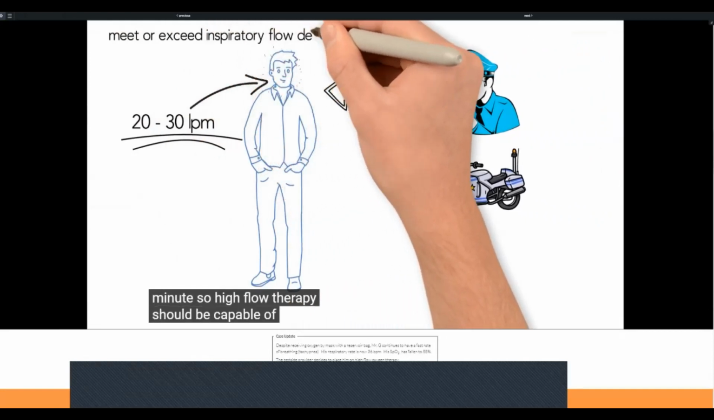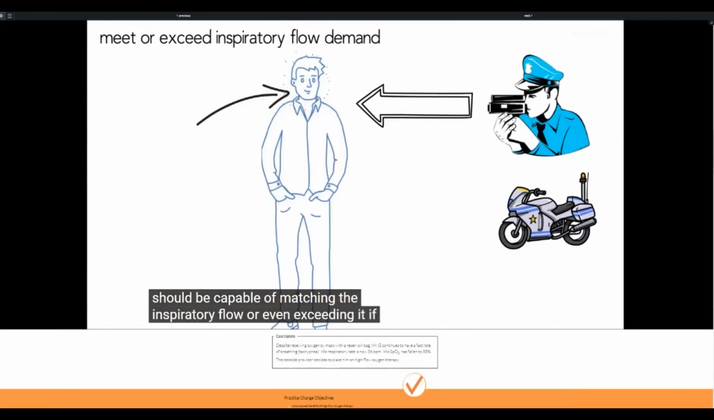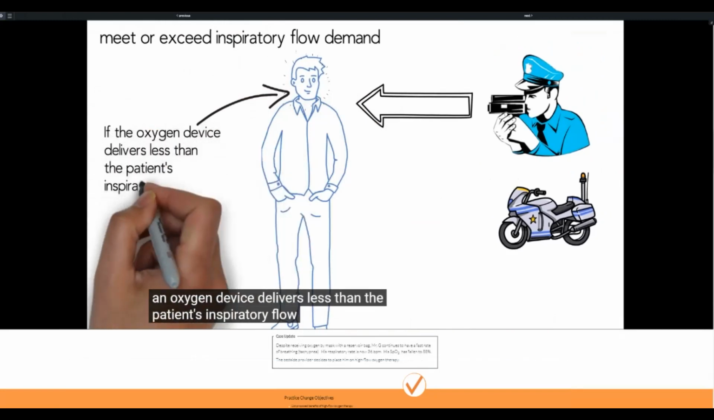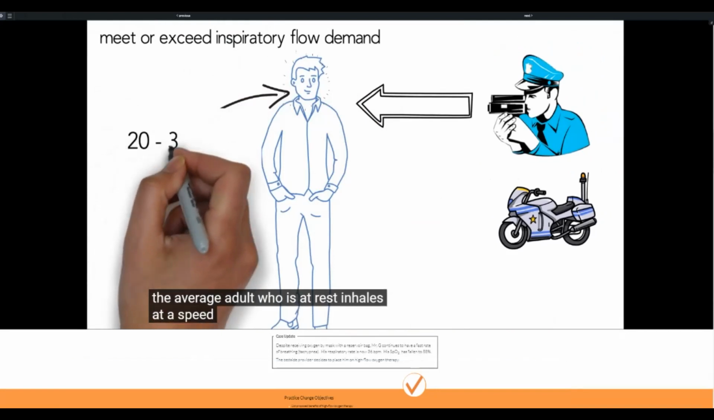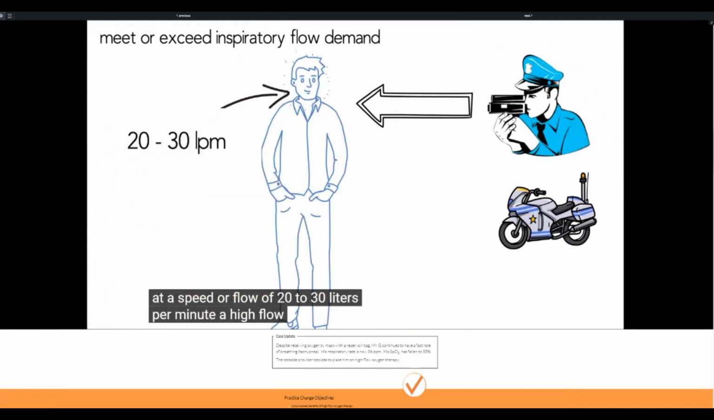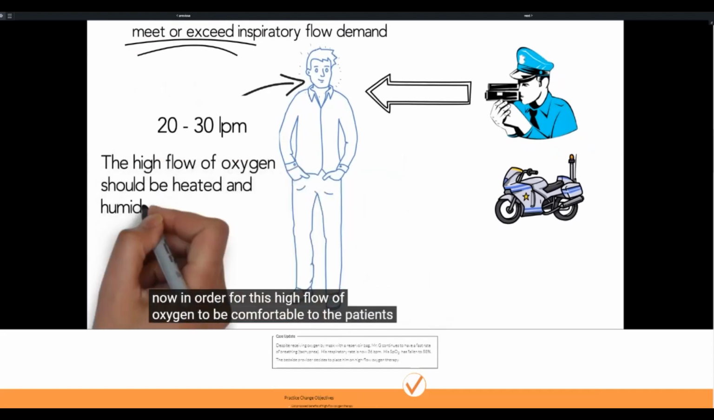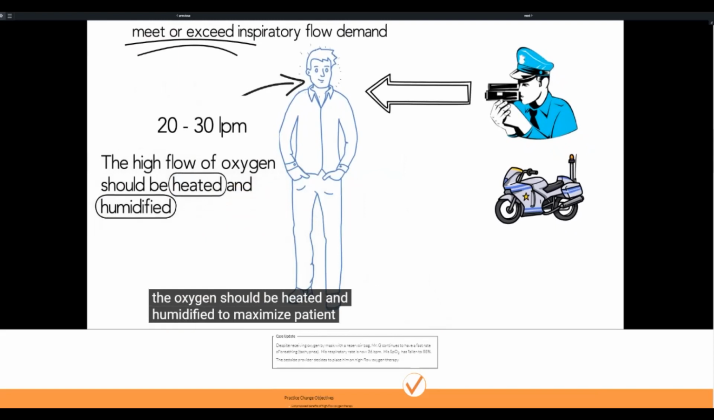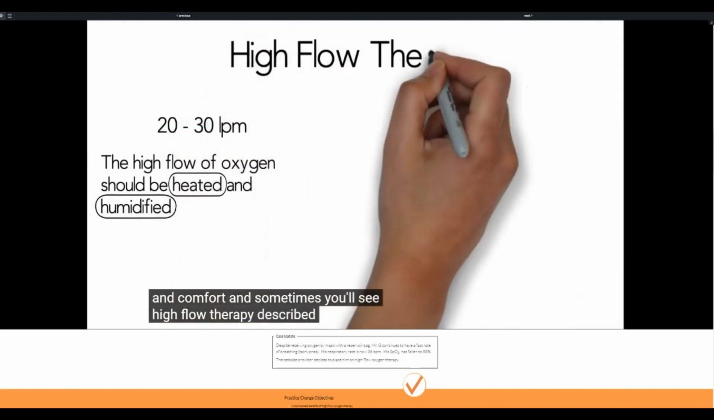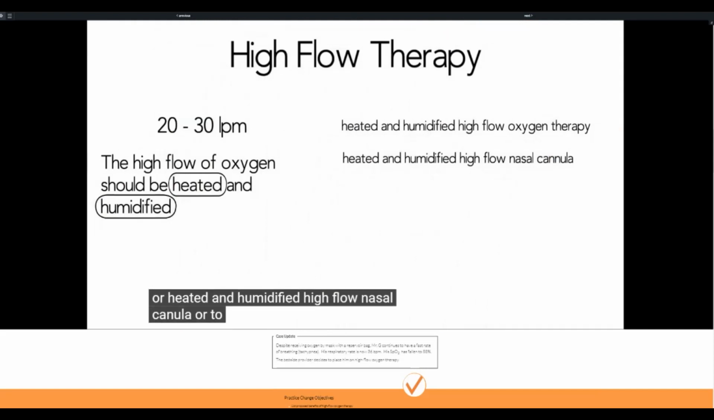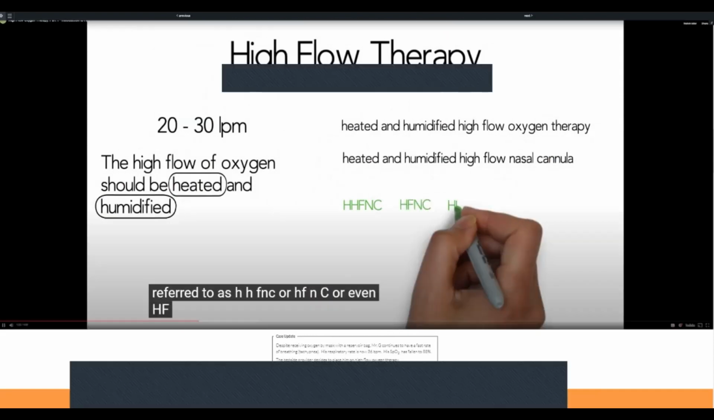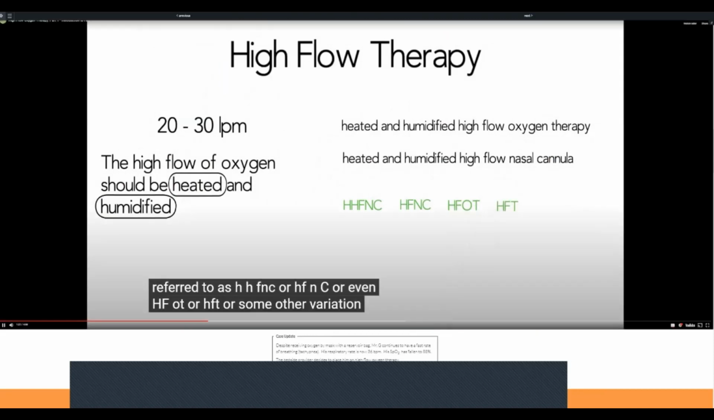So high flow therapy should be capable of matching the inspiratory flow, or even exceeding it. If an oxygen device delivers less than the patient's inspiratory flow, then the delivery is called low flow. So because the average adult who is at rest inhales at a speed or flow of 20 to 30 liters per minute, a high flow device should be capable of delivering at least that much. Now, in order for this high flow of oxygen to be comfortable to the patient, the oxygen should be heated and humidified to maximize patient tolerance and comfort. And sometimes you'll see high flow therapy described as heated and humidified high flow oxygen therapy, or heated and humidified high flow nasal cannula, or to keep it short, it may be referred to as HHFNC or HFNC or even HFOT or HFT or some other variation of that.